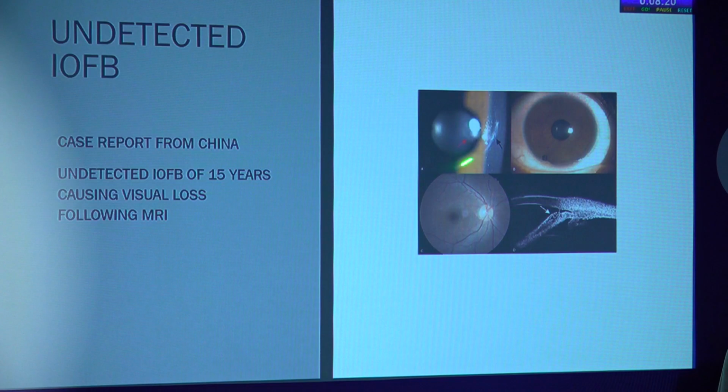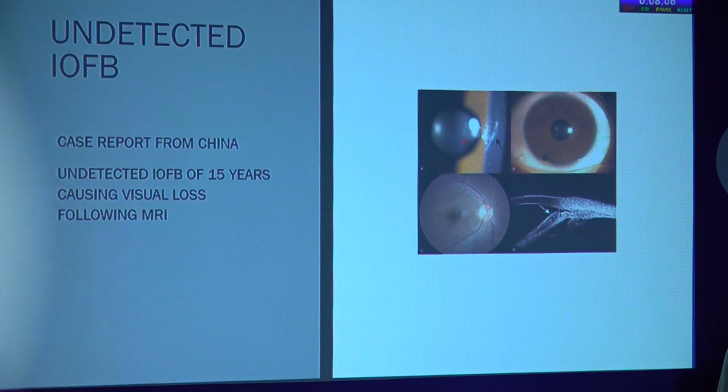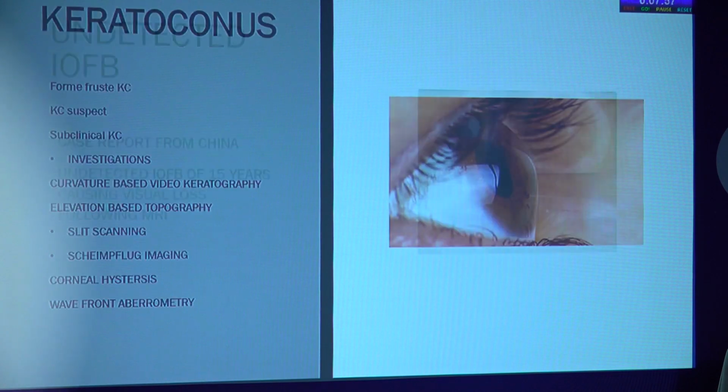So there you can see that there was a small corneal scar, and on repeated inquiry, they said that there was a history of trauma 15 years back. And when they did the MRI, this embedded foreign body in the angle got disturbed and led to a bleeder here, which led to the diminution of vision. And on further examination, they found that there is evidence of siderosis as well.